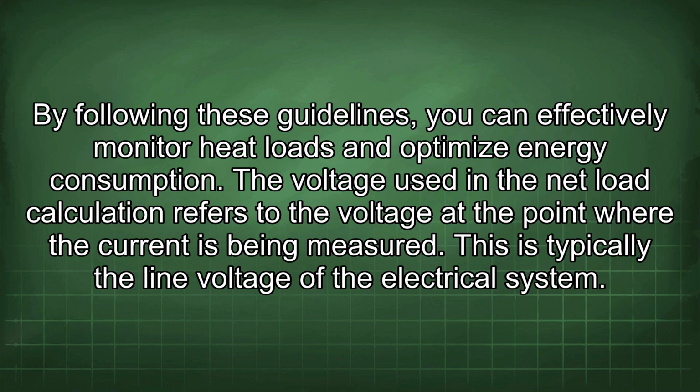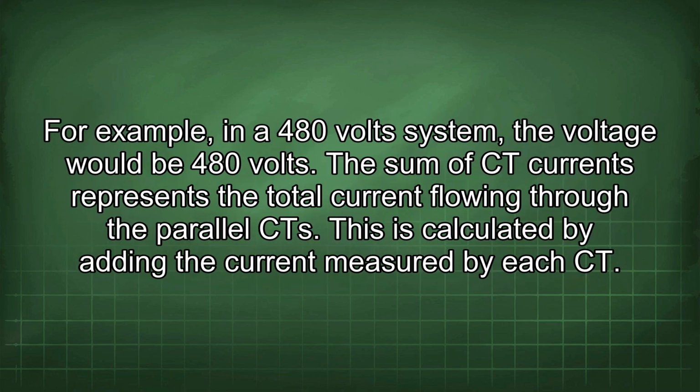The voltage used in the net load calculation refers to the voltage at the point where the current is being measured. This is typically the line voltage of the electrical system. For example, in a 480-volt system, the voltage would be 480 volts. The sum of CT currents represents the total current flowing through the parallel CTs.